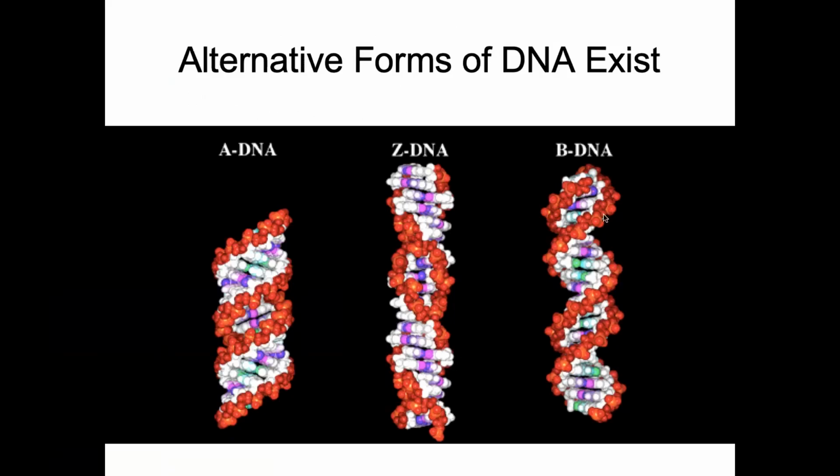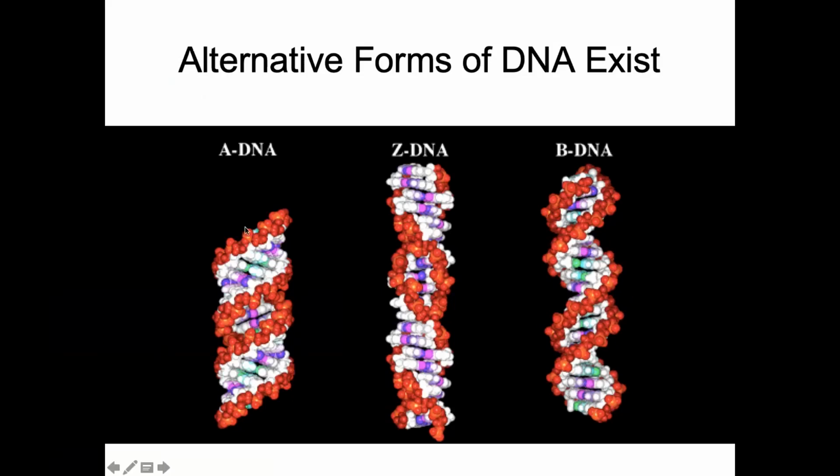And then you can also see very clearly in this representation the major and the minor grooves that allow for access to that informational component of the molecule. Okay, so you can contrast that with Z-DNA and A-DNA, and they look different.